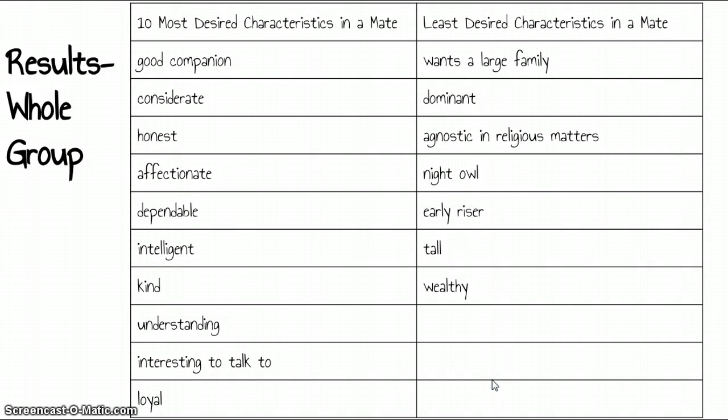The 10 most desired characteristics in a mate were good companion, considerate, honest, affectionate, dependable, intelligent, kind, understanding, interesting to talk to, and loyal. And the least desired characteristics in a mate from the group as a whole were wants a large family, dominant, agnostic in religious matters, night owl, early riser, tall, and wealthy. So those two categories kind of vary, as you can see.